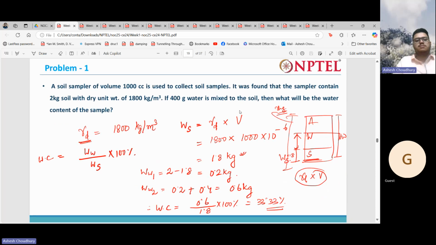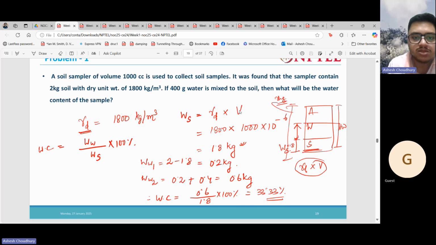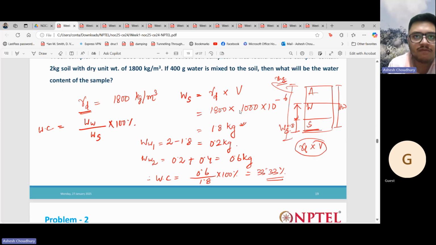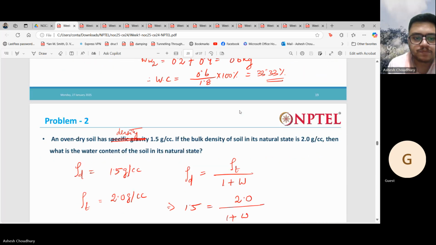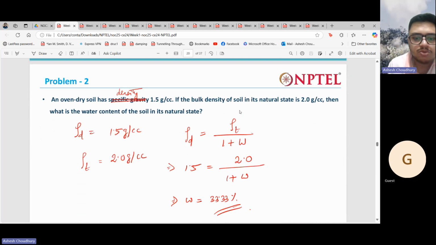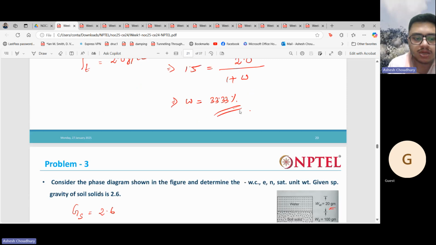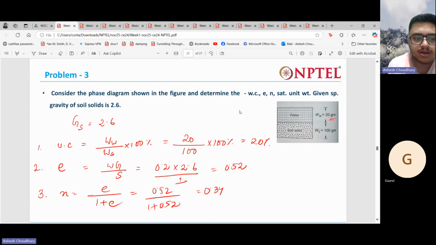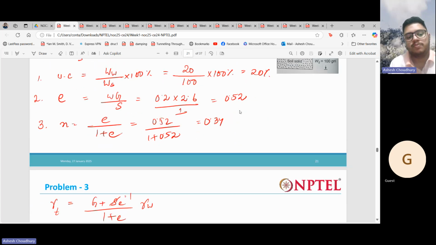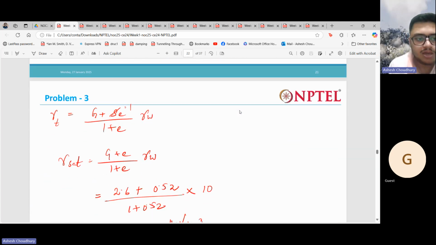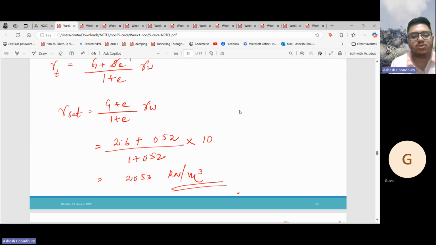Then we solved some problems regarding these index properties. Some volumes were given, and we were asked to find some index properties like the water content. Similarly, we solved some more problems where we calculated water content, void ratio, porosity, density, total unit weight, and saturated unit weight.